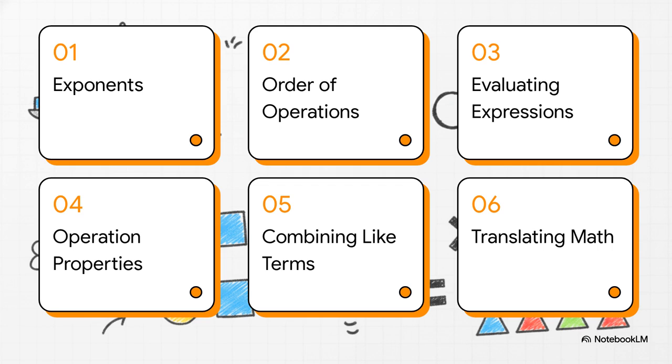So, here's our roadmap for this explainer. 1. Building blocks, understanding exponents. 2. The rulebook, order of operations. 3. Evaluating variables and expressions. 4. Math shortcuts, operation properties. 5. Combining terms and distributing. And finally, 6. Translating the math language. It's a straight shot from the basic alphabet to full fluency.